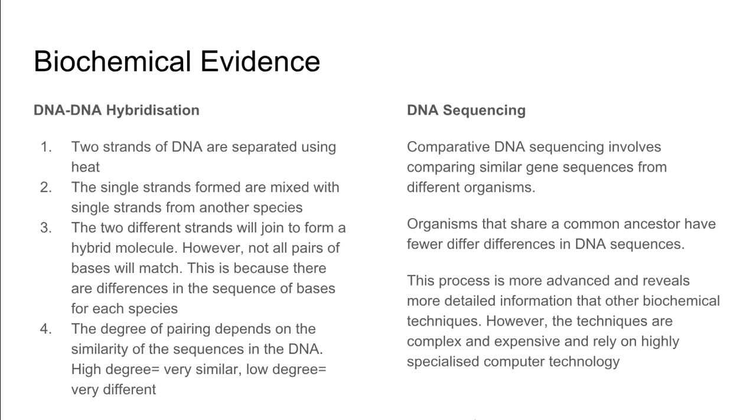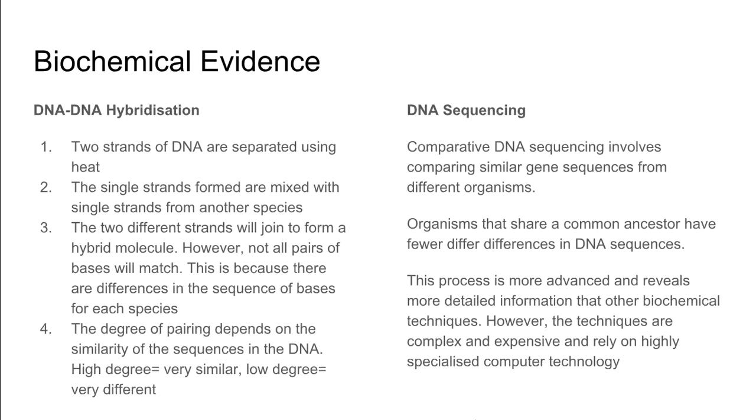Another one is DNA to DNA hybridization. So I've got the process here. We can get two strands of DNA, one from one organism and one from another, which are believed to be similar. And these are separated using heat. These single strands that are now formed are mixed with the single strands from another species. The two different strands will join to form a hybrid molecule. However, some of the pairs of bases won't match, and this is because they are different sequences.